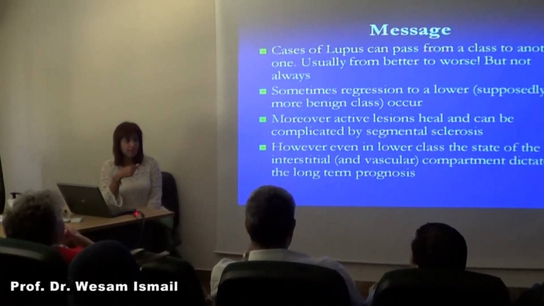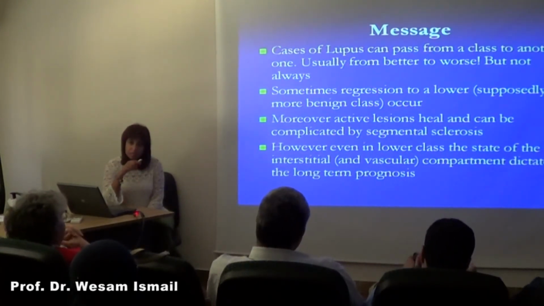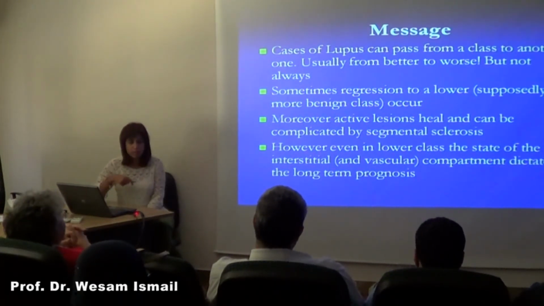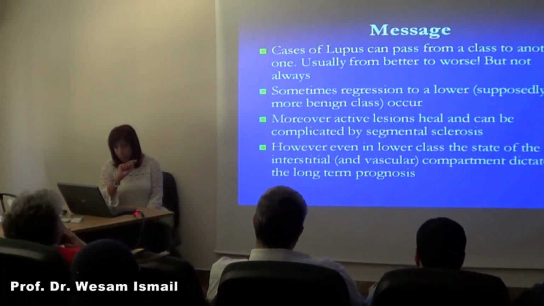So as we have been saying since we started the issue of lupus, cases of lupus can pass from one class to another. These are classes and not stages of disease, so the patient doesn't have to go through all these stages. As Dr. Mona just said, lupus has a mind of its own. Usually they move from better to worse, but this is not always the case. Sometimes regression to a lower, supposedly more benign class occurs.